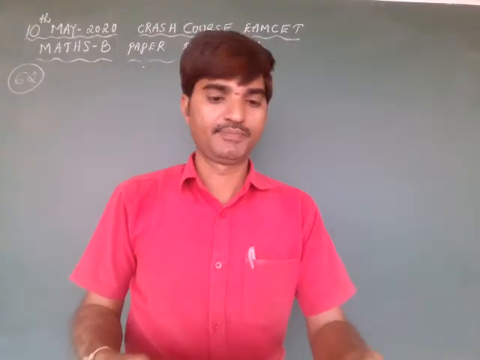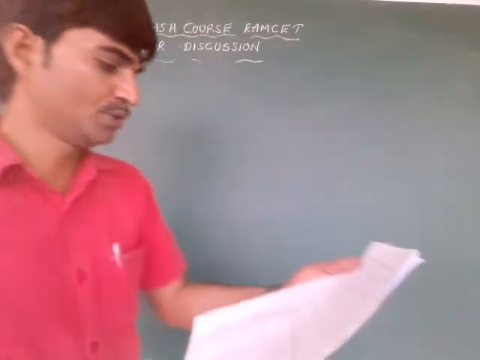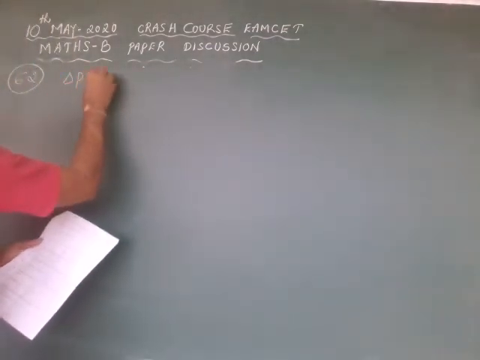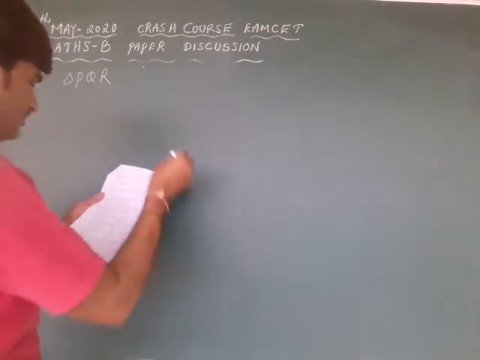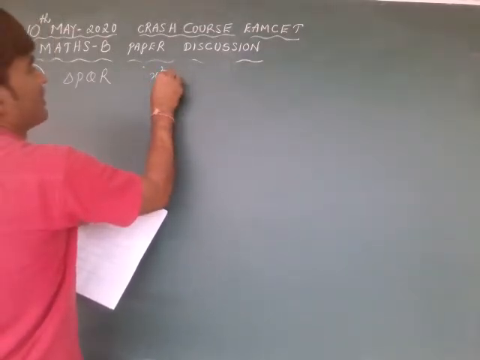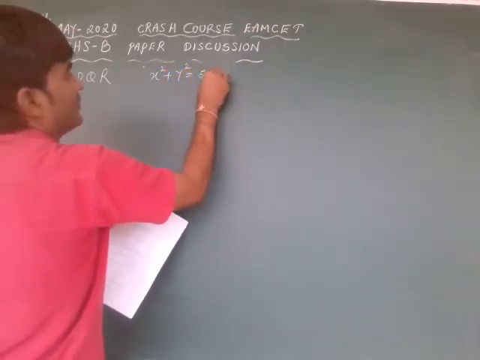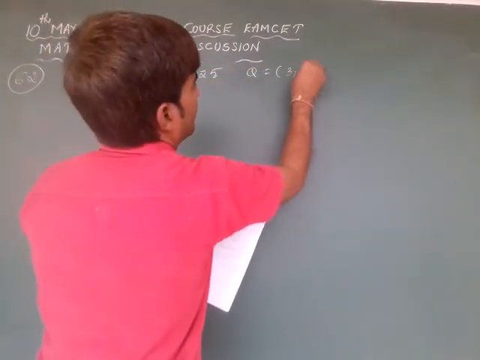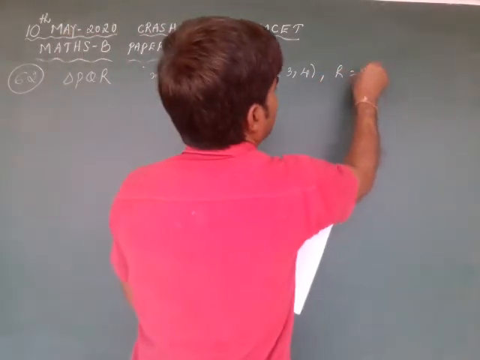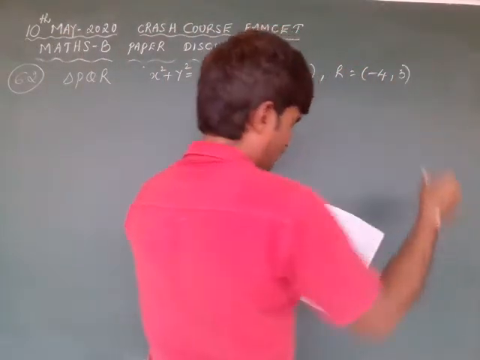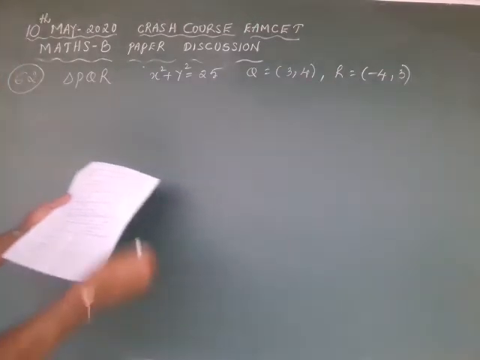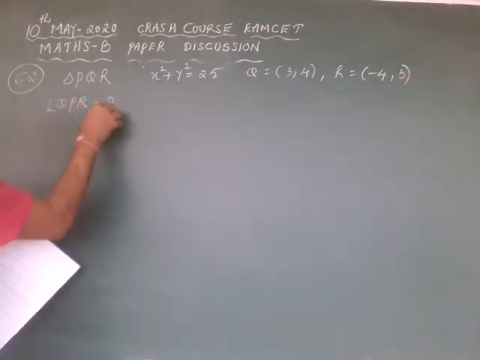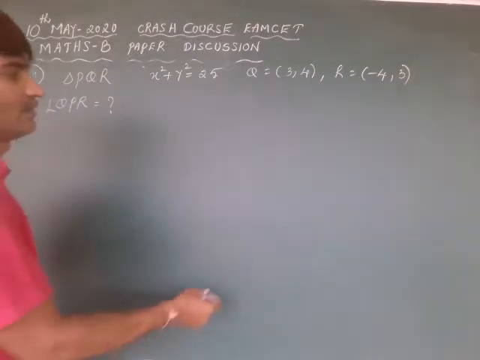After 61, go to 62. The triangle PQR is inscribed in the circle x square plus y square is equal to 25. If Q is (3, 4) and R is (-4, 3), then angle QPR is equal to? We have to calculate angle P on the circumference of the circle.